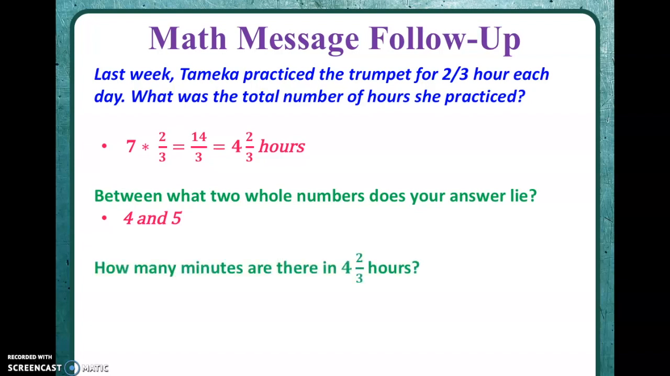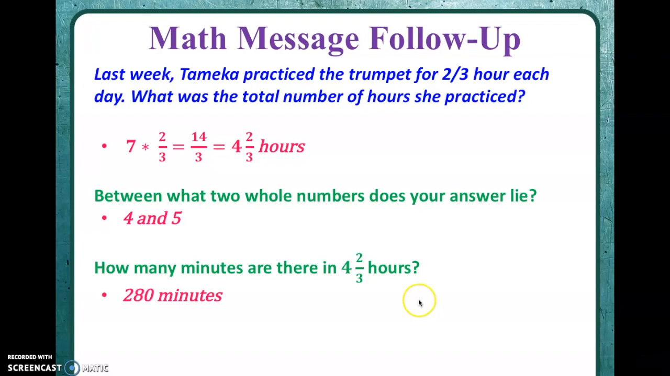How many minutes are there in 4 2/3 of an hour? Well, to do this, I'm going to allow you to use a calculator when it comes to these questions if you have one. If not, you can show your work on the side. So I know that there's 60 minutes in 1 hour. So I'm going to take 4 hours times 60, which gets me 240 minutes. But there's still 2/3 of an hour left. Well, I know that 1/3 of an hour is the same thing as 20 minutes.